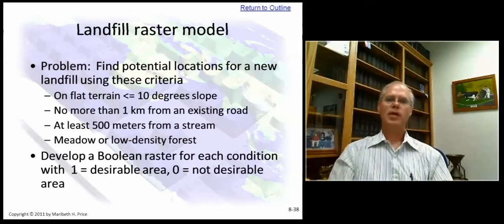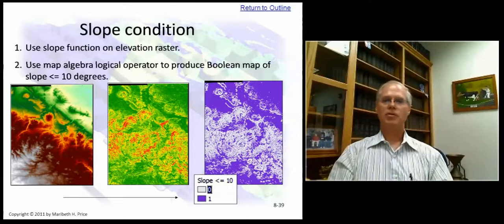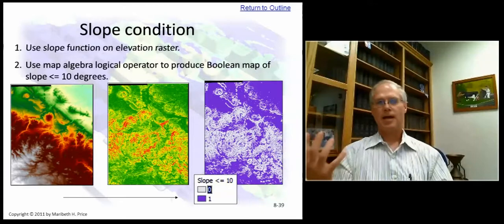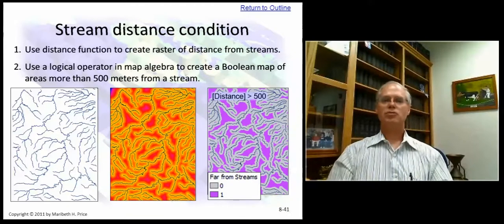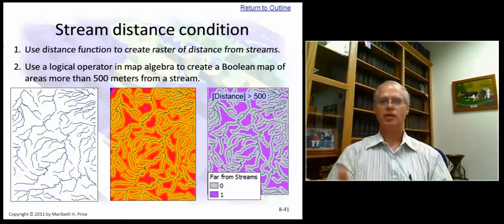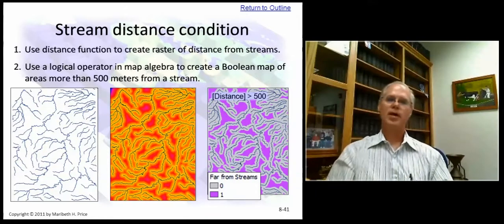We're going to use a Boolean raster for this. So first thing is, I'm going to do a slope function. Anything less than 10 degrees, I got my output on the right hand side there. Next is road distance. Anything that's less than 1,000 meters from the closest road. There's my green areas. Those are all within there. Next is stream distance. So I'm going to create a buffer on all my streams. I want a distance of greater than 500 meters from streams. So now we've got my purple on my output raster there.